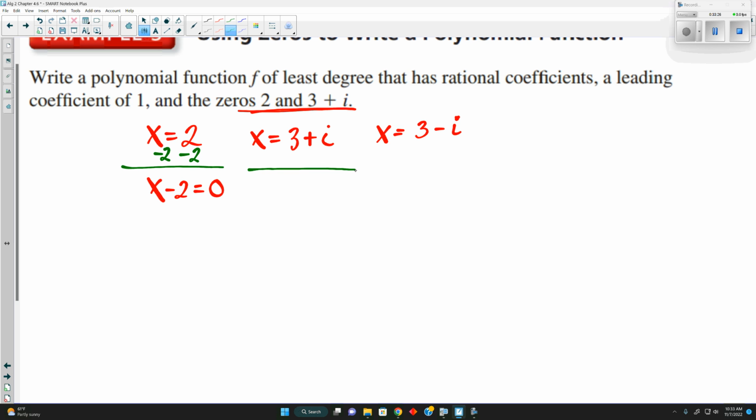For the next one, we're going to need to subtract 3 from both sides, yes? Telling us x minus 3 is equal to i. Then what do we need to do next? Questions on this so far?